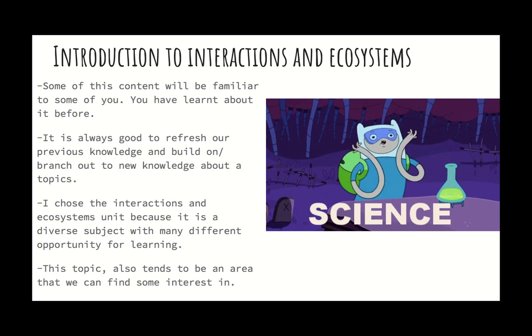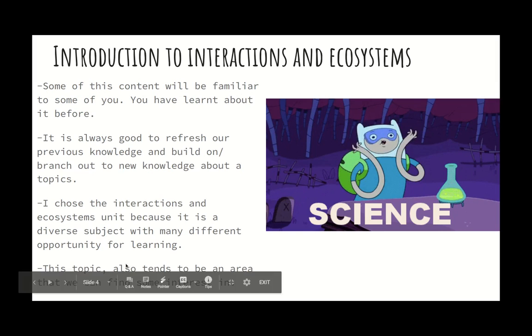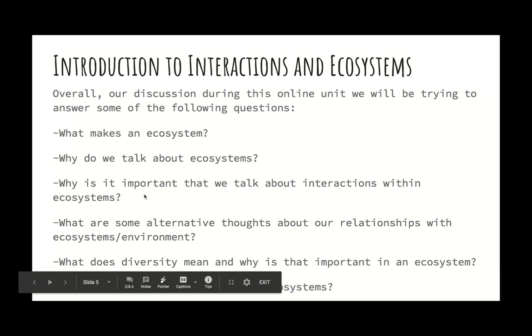So I chose the interactions and ecosystems unit because it is a diverse subject with many different opportunities for learning. So you guys can learn about a lot of different topics and a lot of different interesting topics. We could spend all year probably on this unit alone if we really wanted to. I also find that usually people are interested in this topic a little bit more than some of the other ones. Okay, so we're going to go to the next slide.